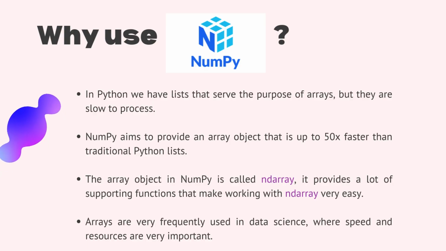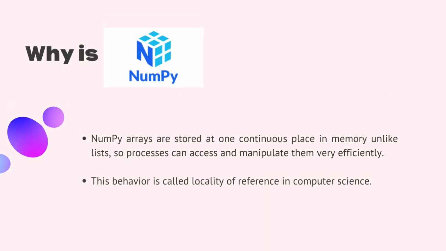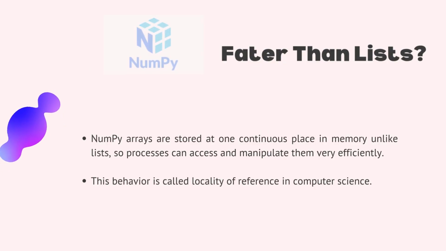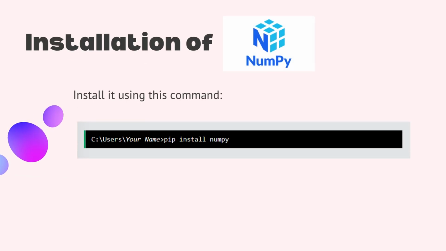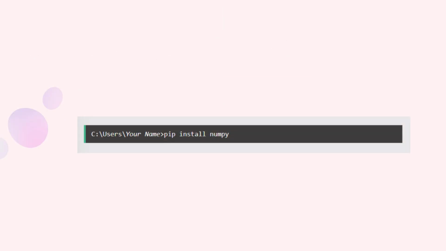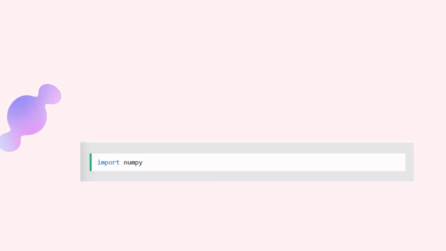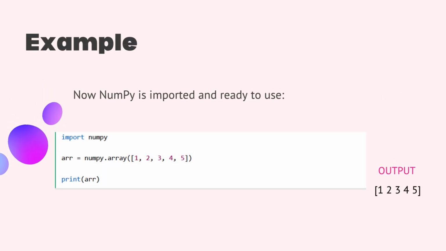Now, let's move forward and see why NumPy is faster than lists. NumPy arrays are stored at one continuous place in memory, unlike lists, so processes can access and manipulate them very efficiently. This behavior is called locality of reference in computer science. Now let's see the installation. You can install it using the command showing on the screen, and you can import it by using the keyword import. Here is the example you can see on screen.